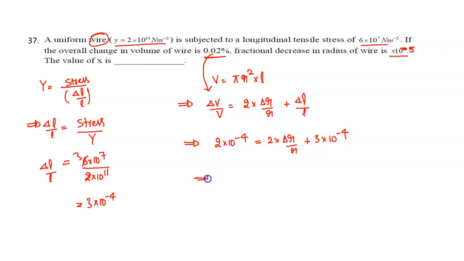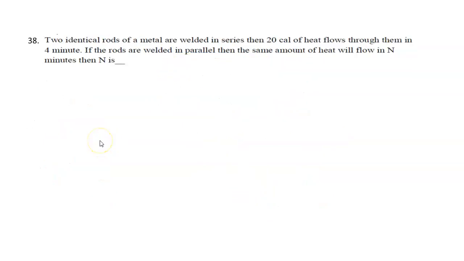So if you bring this here, 2 into delta R by R will be equals to minus 10 power minus 4. So delta R by R will be equals to minus 0.5 into 10 power minus 4. So we want it in terms of 10 power minus 5. So this will be equals to 5 into 10 power minus 5. Here negative sign will indicate the decrease in radius. So here the missing value x will be equal to 5. Let us see the next question.